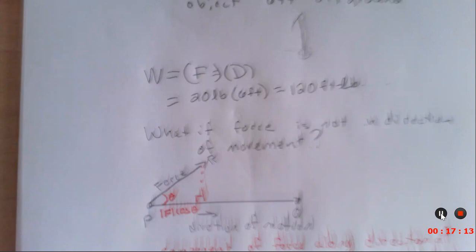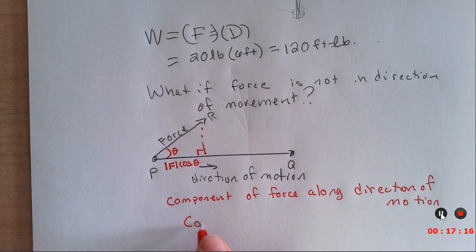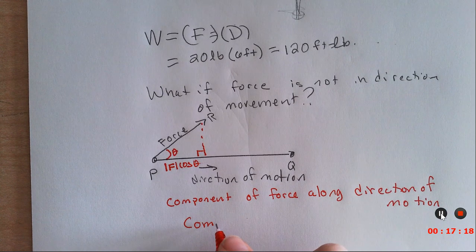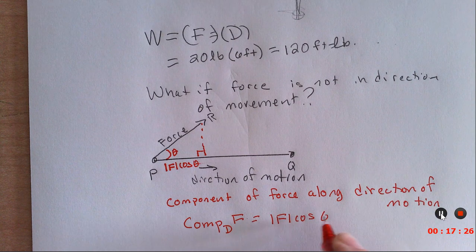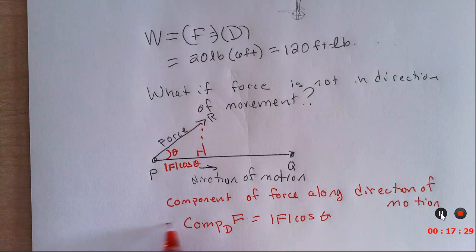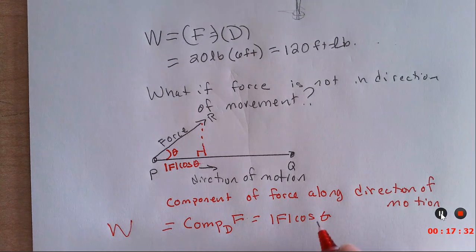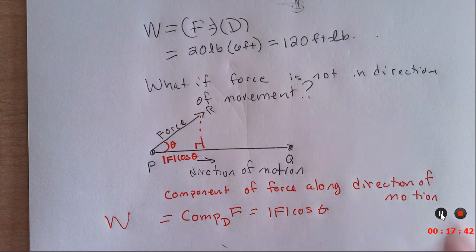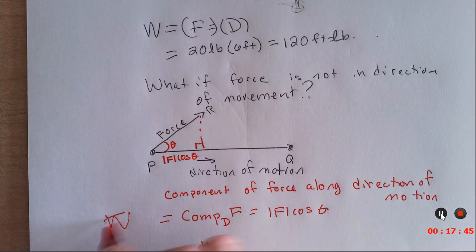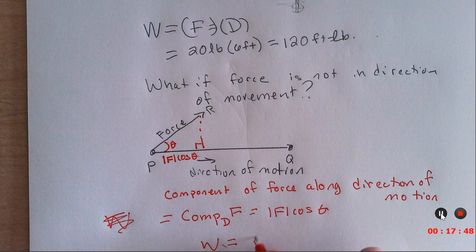So a different notation would be the same one we've been using, and remember, components are scalars. So the component of force along the direction of movement is the magnitude of the force times the cosine of theta, which is also going to be equal to work. And remember that we also know that work is equal to force times distance.